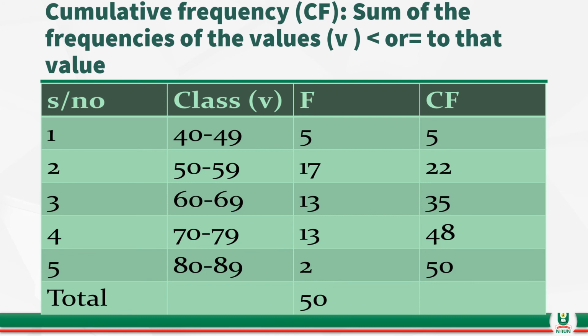The cumulative frequency of the first class, which is 40 to 49, is 5. Now the succeeding cumulative frequency: the first one still remains 5. The succeeding one becomes the addition of the first and the succeeding one, which is 5 plus 17, giving you 22. Then the third one will be 22 plus 13, which is 35. You keep going down: 35 plus 13 will give you 48, and 48 plus 2 will give you 50. So that gives you the cumulative frequency for this table.